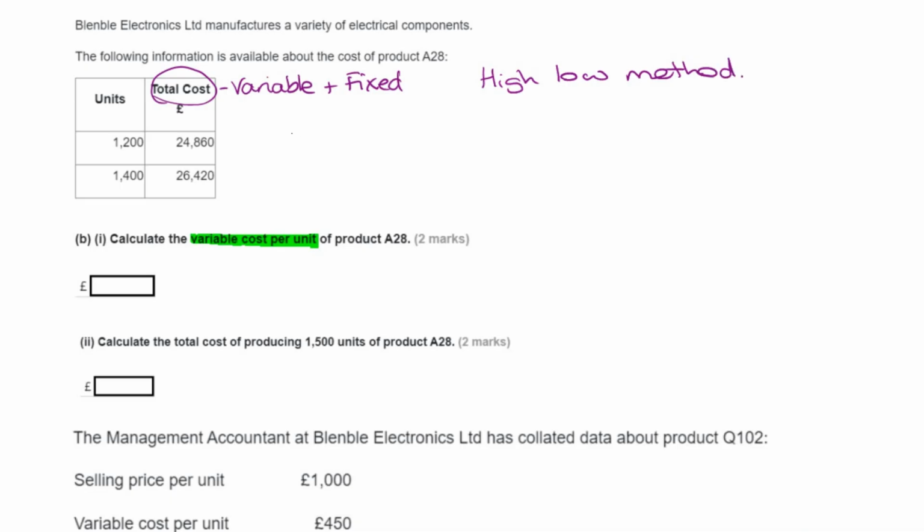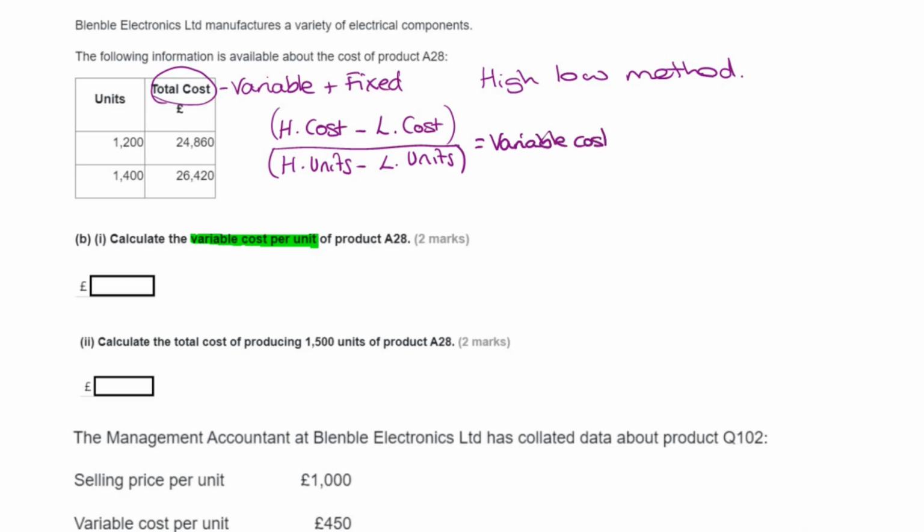So to do that, we're going to have our highest cost minus our lowest cost. We're going to divide that by our highest units minus our lowest units. And that will give us our variable costs. So we can plug our figures in now then.